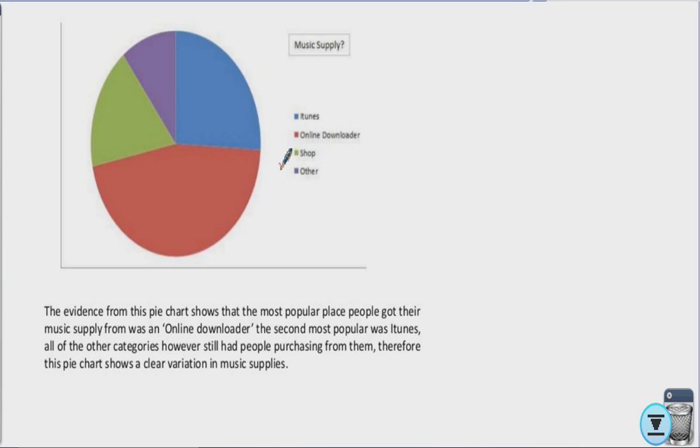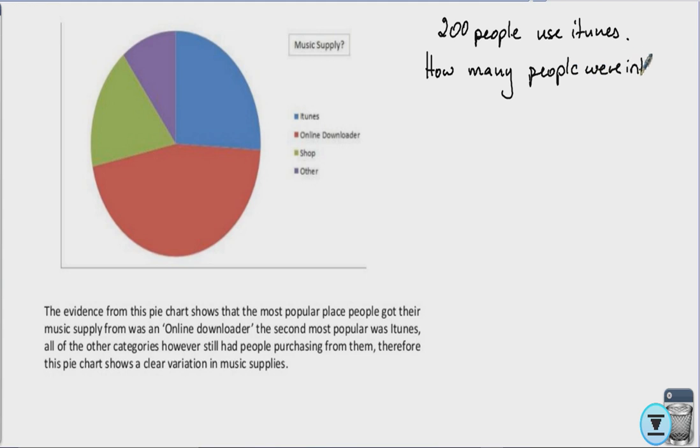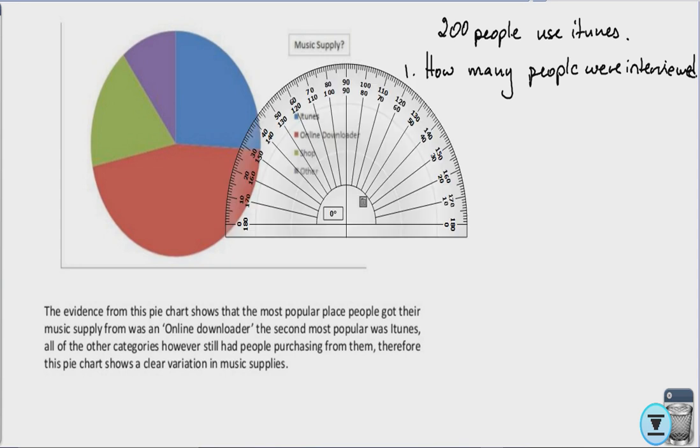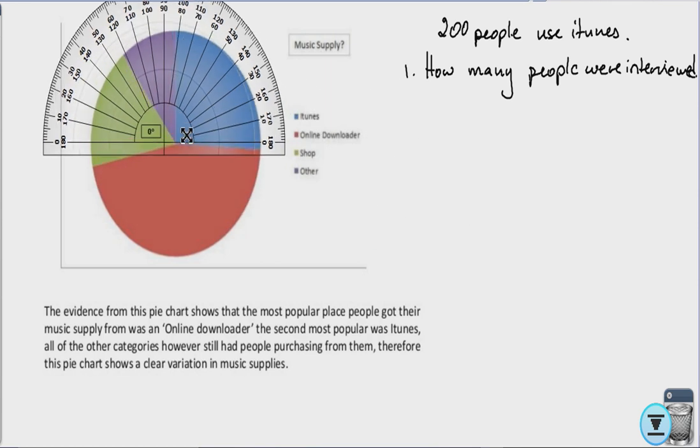For example, if I tell you that 200 people use iTunes, how many people were interviewed? Number 1. Let's see. First of all, I want to know what is the angle representing iTunes. Because here I don't have any angles, so I'm going to use my protractor.